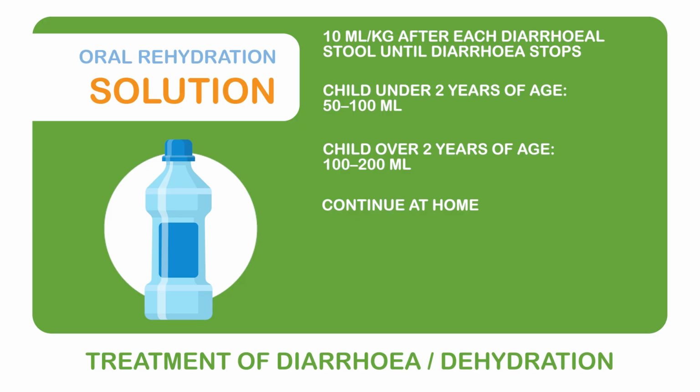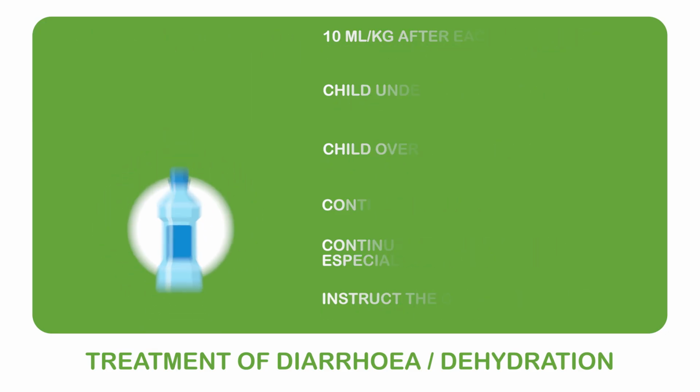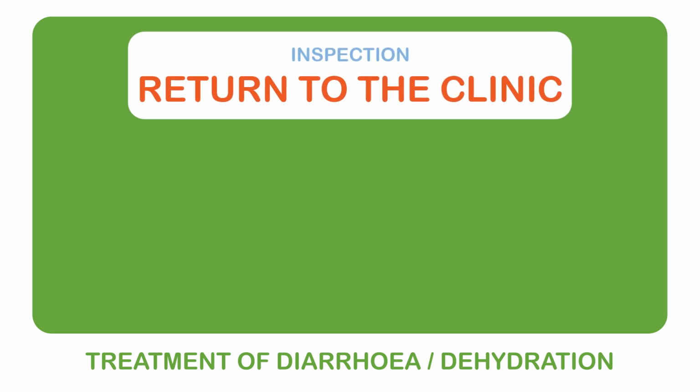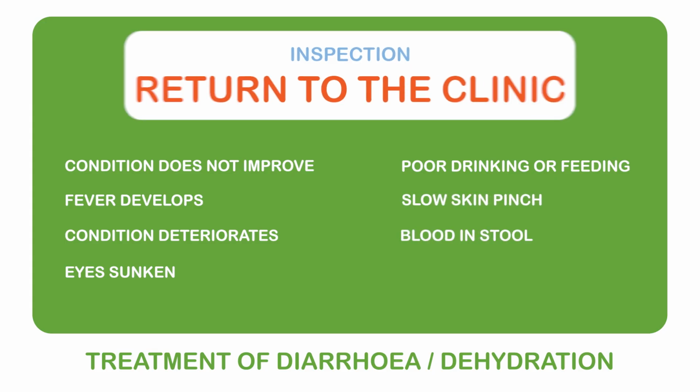Continue at home. Encourage the caregiver to continue feeding the child, especially breastfeeding. Instruct the caregiver how to make ORS at home and to continue treatment. The child should return to the health facility if the condition does not improve, fever develops, condition deteriorates, eyes are sunken, poor drinking or feeding, slow skin pinch, or blood in the stool.